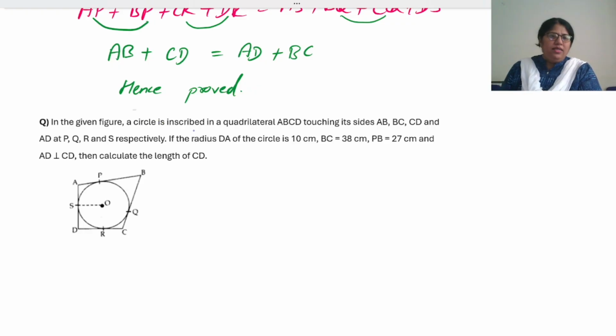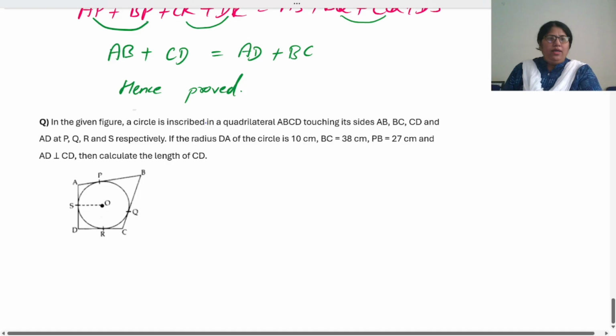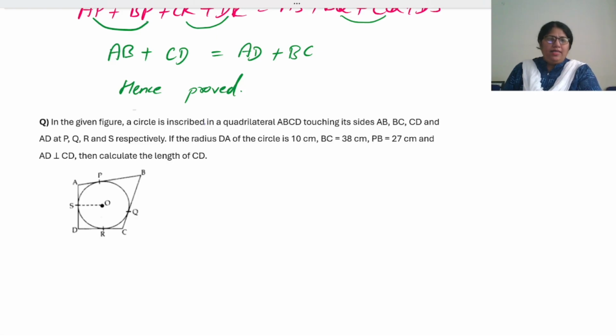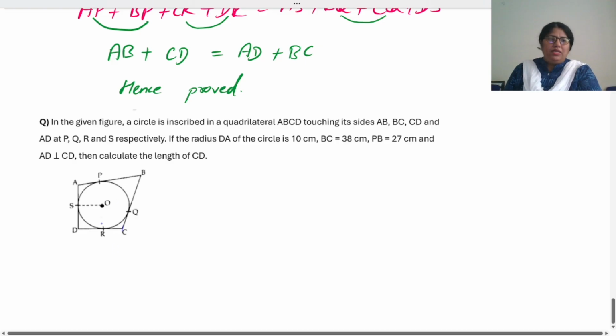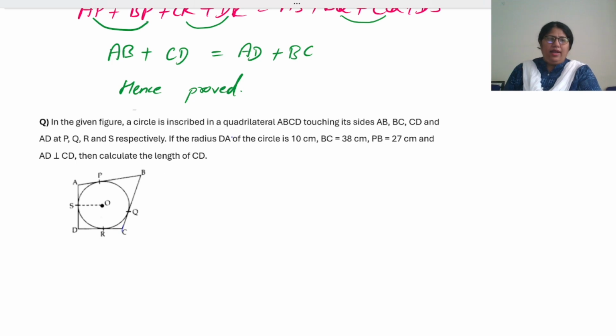A circle is inscribed in a quadrilateral ABCD touching its sides AB, CD, BC and AD at P, Q, R, S. The moment it's touching at one place, it means AB, CD, AD and BC are the tangents, right? What is given here? If the radius of the circle is 10 centimeter, right? So here the radius is going to be 10 centimeter.